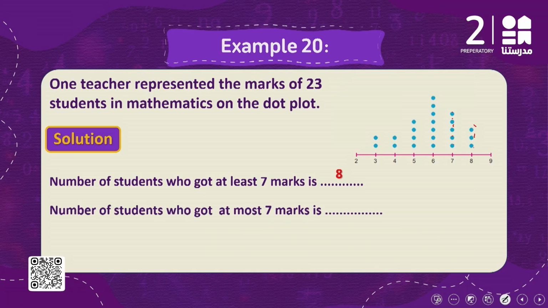Number of students who got at most 7 marks. At most 7 means the highest mark is 7. So it means 7 or less. So you have to just count all of these values, including 7 also, which they are 20.